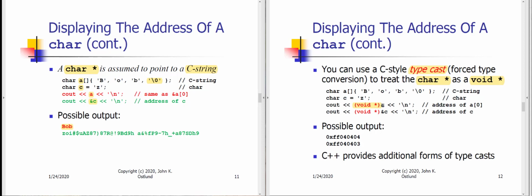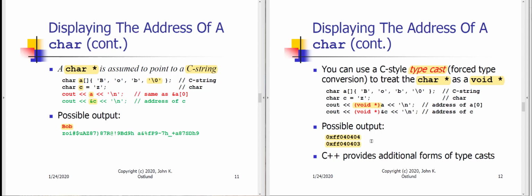All right, so the type of A here is the address of the first element of an array of char, that is, it's a pointer to char, but we are coercing that to be treated as a pointer to void. Similarly, the address of C is the location where the little z resides in memory, but we're forcing that pointer to char to be treated as a pointer to void. And we may get output that looks like this.